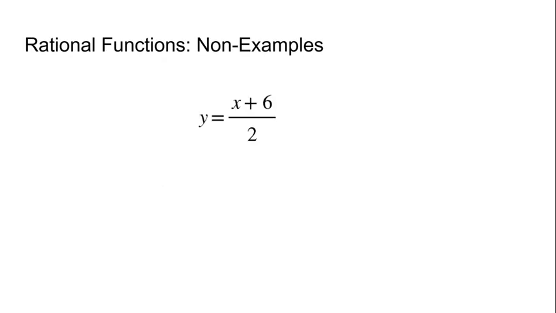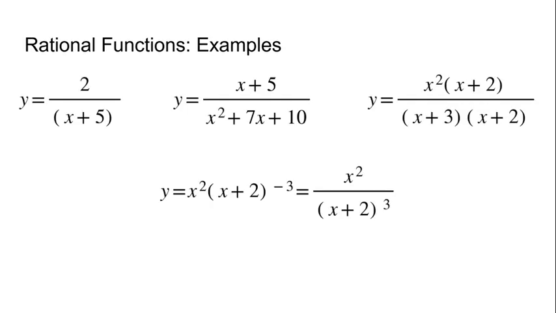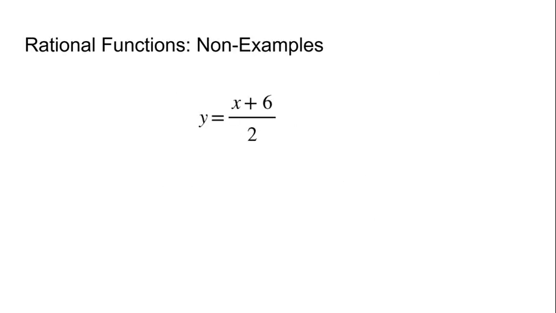Some non-examples include this. Although similar to our first real example, this is actually not an example because it could be rewritten as a linear function if we divide each term by 2. And radical functions, which we'll be seeing later, aren't in fact rational, so they serve as an example of something that isn't what we're going to be working on now.